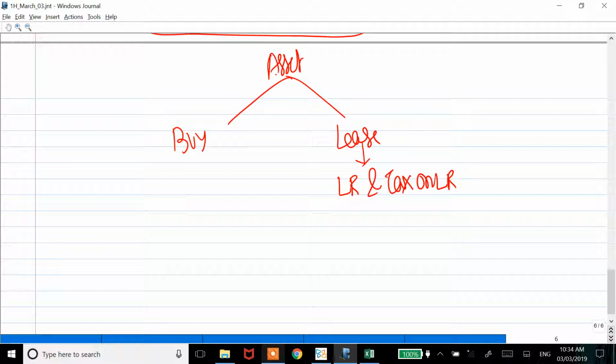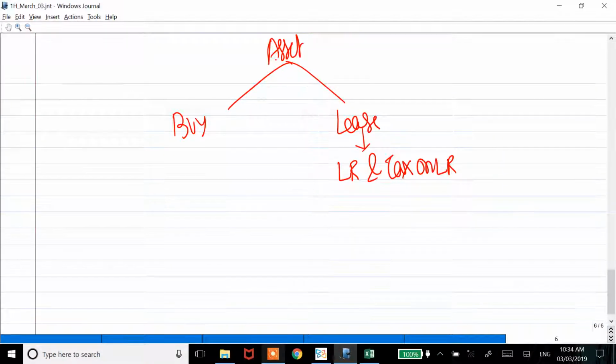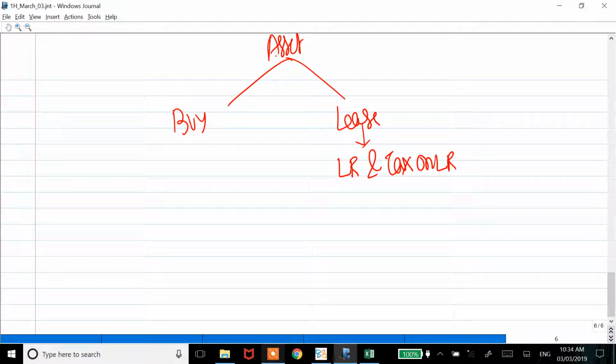When you buy the asset, initial outflow, okay, sorry, I'll not do it that way because you are going to use the asset for your own purpose. So when you buy the asset, there will be interest and principal, because you have to pay interest and principal. You are going to take a loan and buy this.